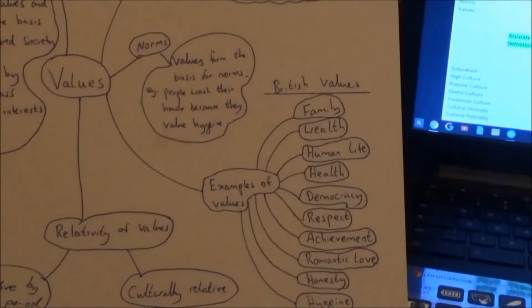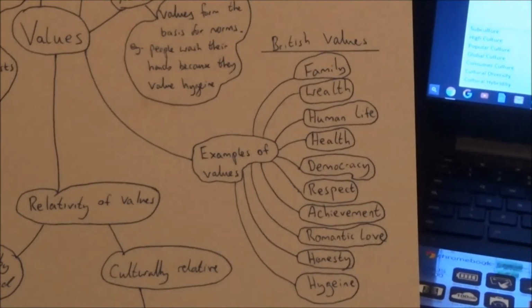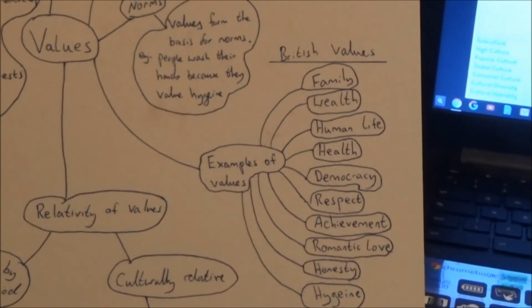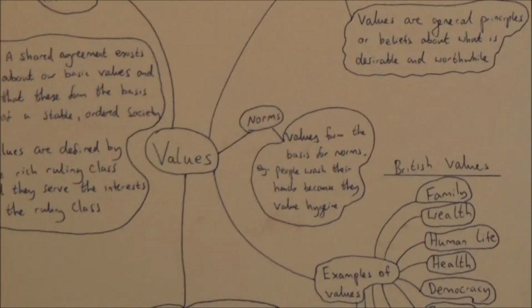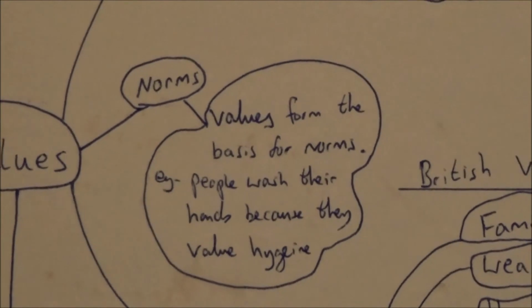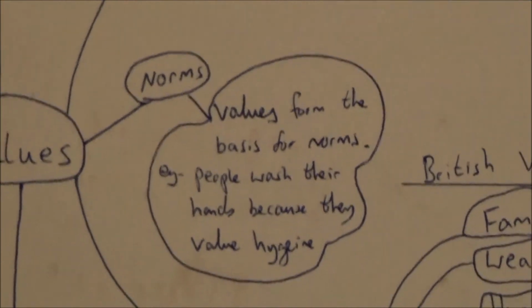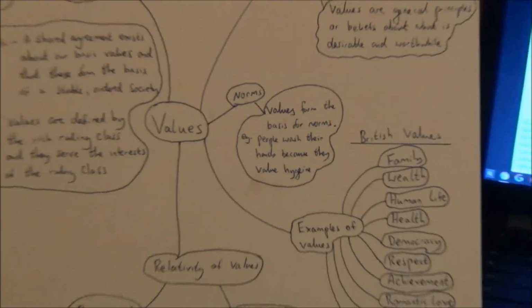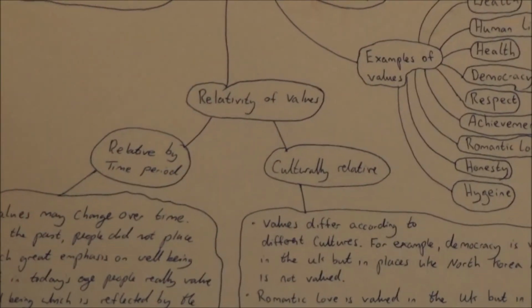I have got some examples of British values and other values that are universal. I have got a link to norms, so it says that values form the basis for norms, or they form the guidelines for norms, and then an example there. I have got some information here about the relativity of values.